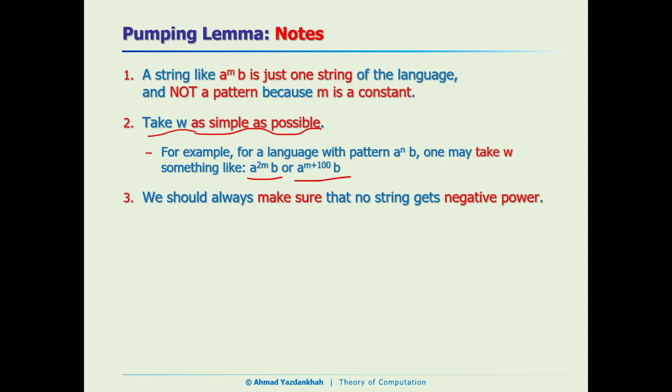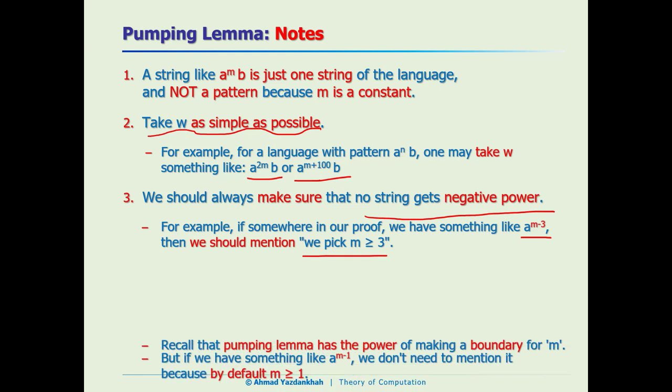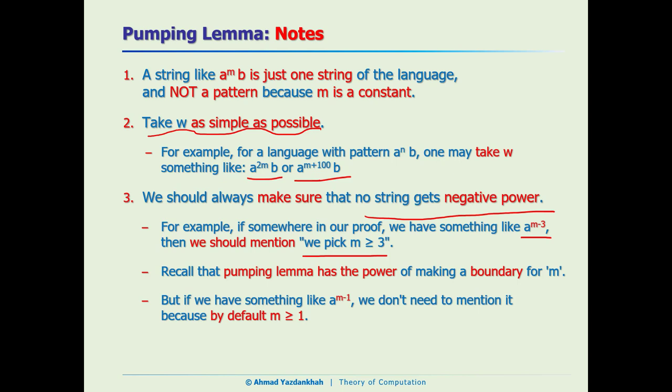The third note I pointed out during the example, but here I want to mention it again. Make sure that no string gets negative power. For example, if somewhere in our proof we get something like this, a to the m minus 3, we need to mention that we pick m greater than or equal to 3. Okay, so just recall that pumping lemma has this power because, you know, taking the m is our responsibility and we can make any boundary for them.